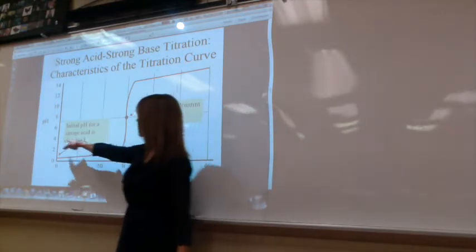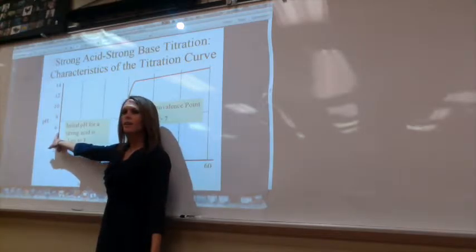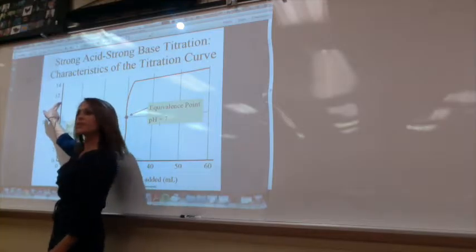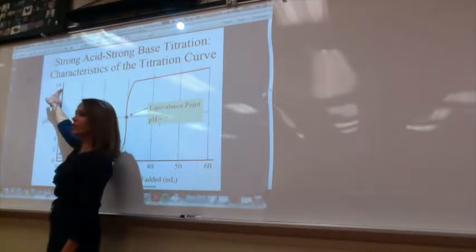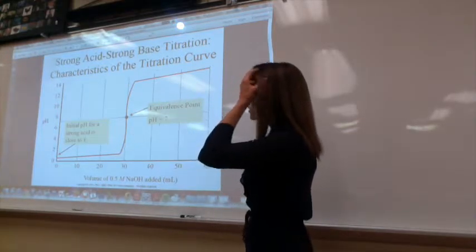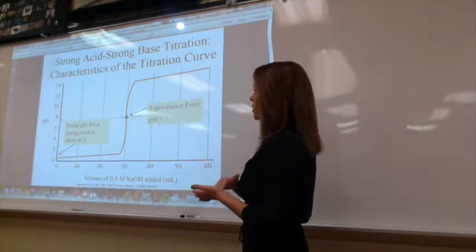What if it starts here? Then what is it? A weak acid. And if it starts here? A weak base, and here, a strong base. Okay, we'll look at base curves in a little while. So our initial pH for a strong acid is close to 1.